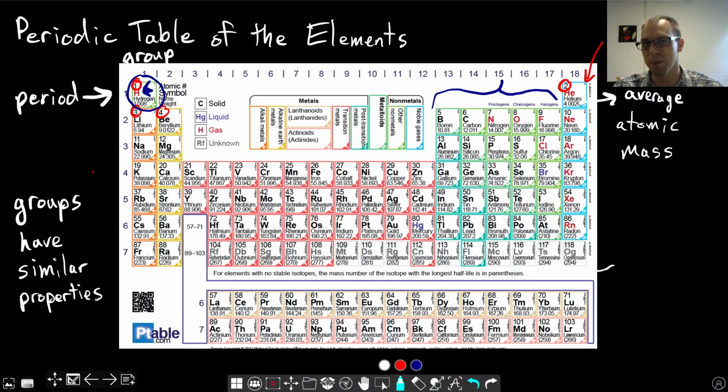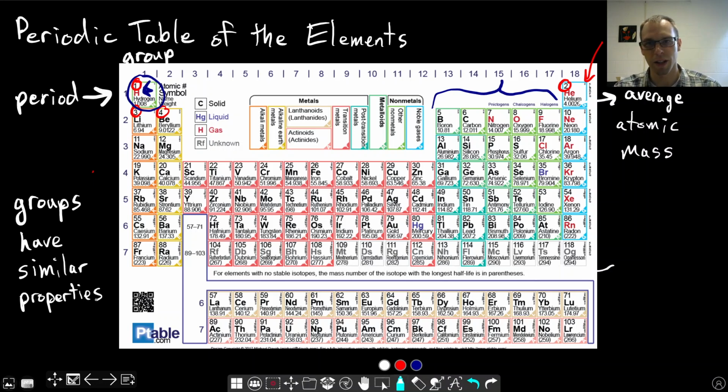Now, in some ways they change. As you go down the group, they become more reactive with water. Lithium reacts pretty vigorously with water, but it's not too bad. But when you get down to cesium, it's an explosive reaction with water. So it has similar properties, but not exactly the same as you go down a group.